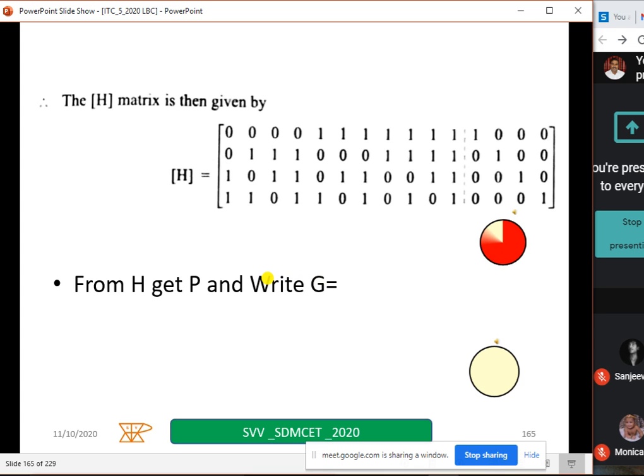I think after this slide we'll stop it. At least you'll get 5 to 6 minutes to relax and copy down H, and later in your room you can write P and write G. Take that as homework.